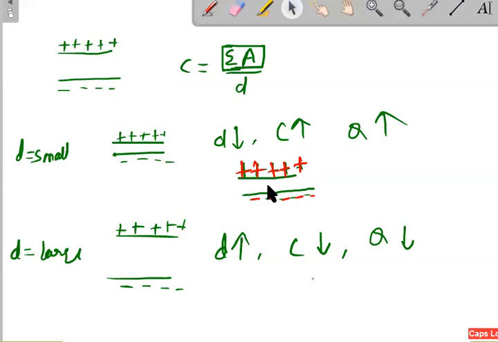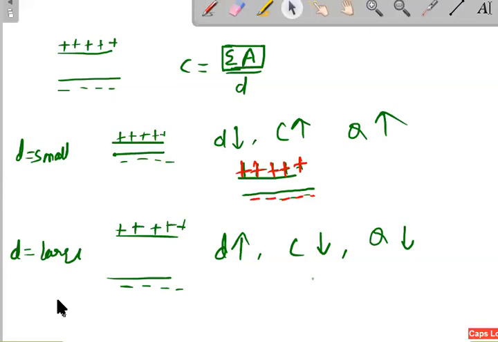Some system is charging you. How easily are you accepting that charge? The battery is giving charge to the capacitor. How easily that capacitor is accepting that charge means how easily it is getting induced in the plates. That is decided by the distance. That's why when d is less, charges can be induced more easily on the plate.